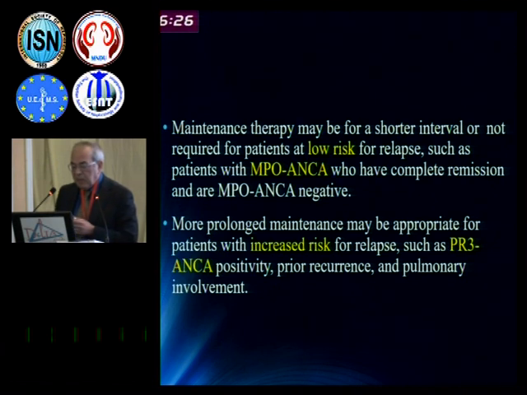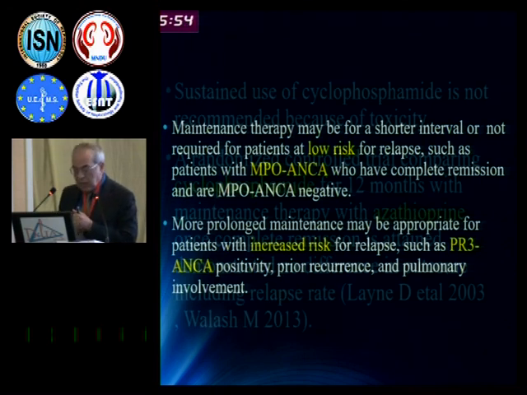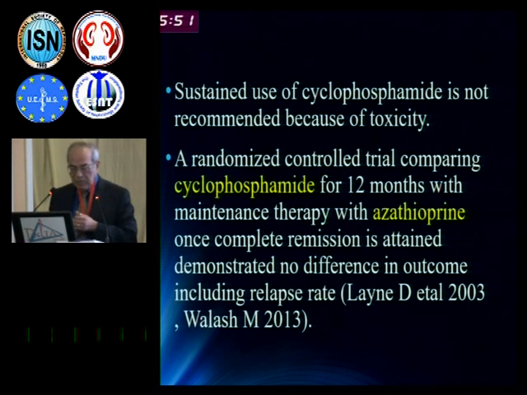Maintenance therapy may be for a short interval or not required for patients at low risk for relapse, such as patients with myeloperoxidase ANCA who have complete remission and are negative. More prolonged maintenance may be appropriate for patients with increased risk, such as those with C-ANCA, or having a history of recurrence, or pulmonary involvement. So you need to give longer immune suppression.